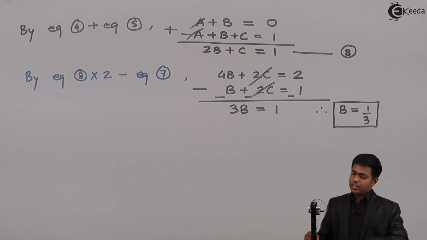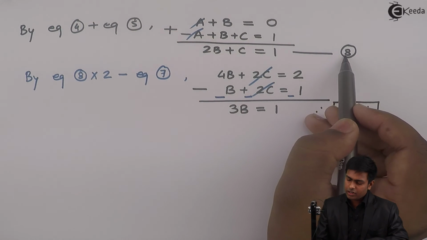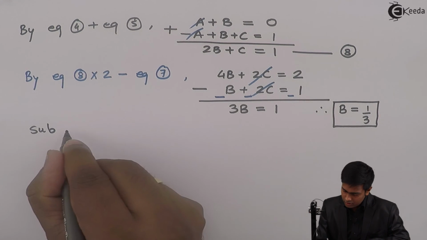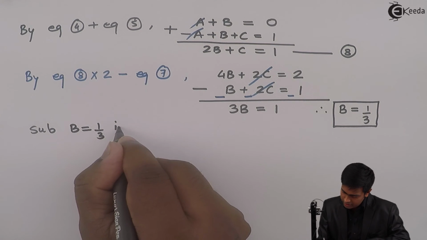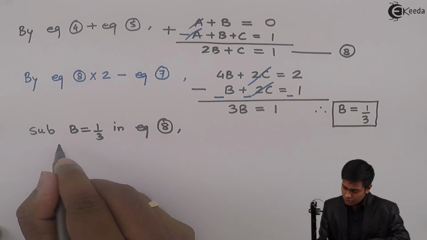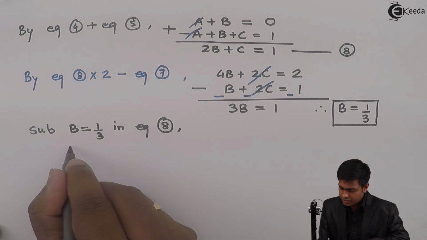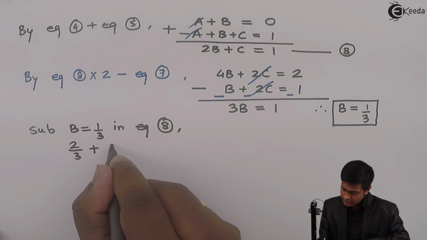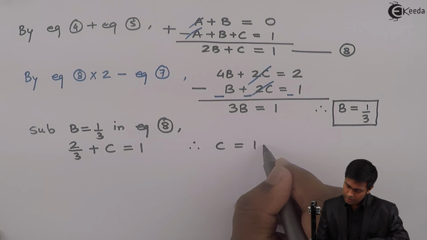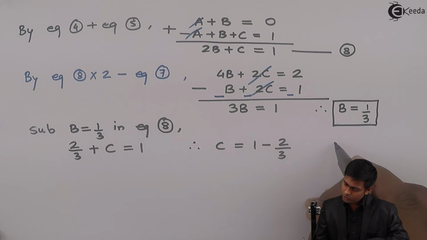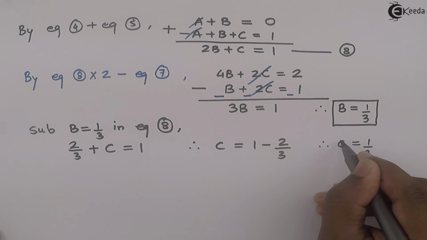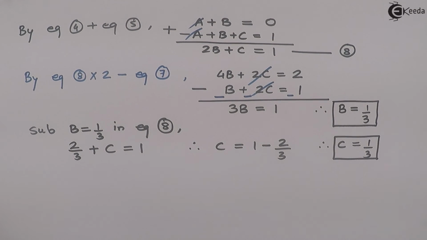Now we'll substitute this value of b in equation number 8 to get the value of c. So here I'll say substituting b equal to 1 by 3 in equation number 8. So we'll get 2 into b. So 2 into 1 by 3, that is 2 by 3 plus c equal to 1. So therefore we can say c is equal to 1 minus 2 by 3, and if we calculate, we'll get c as 3 minus 2, that is 1. So c is equal to 1 by 3. So we got the value of c as 1 by 3.